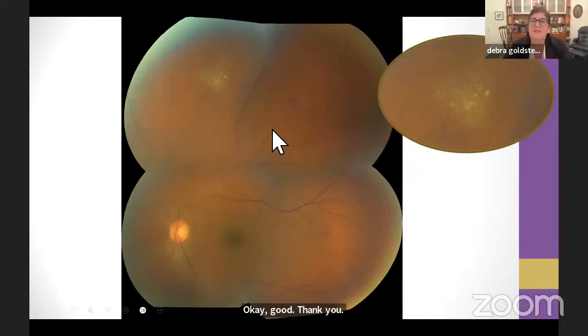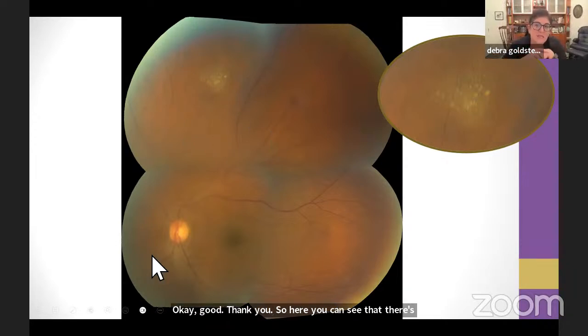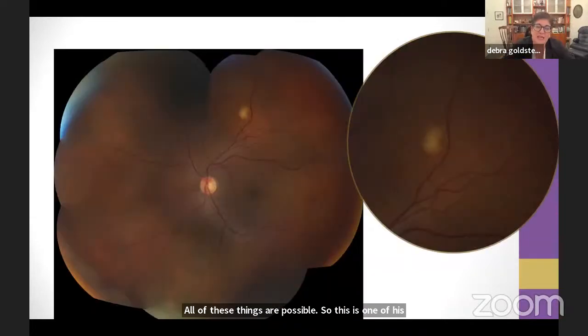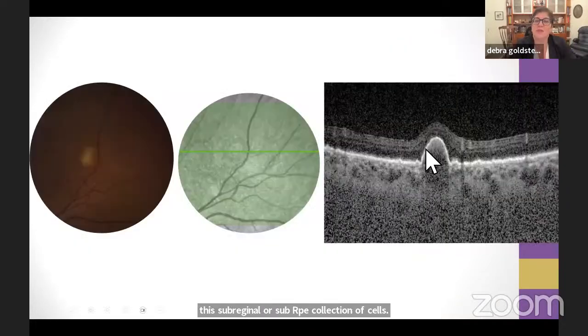So here you can see that there's some superficial retinal infiltrates. So it's not the classic subretinal or sub-RPE lesions that we see, but this is actually very common. Outer retinal, inner retinal, pre-retinal, all of these things are possible. So this is one of his presentations. Here's another recurrence that he had, and this is what we see or expect more typically, this subretinal or sub-RPE collection of cells. And here you can see on the OCT that this particular collection is sub-RPE.